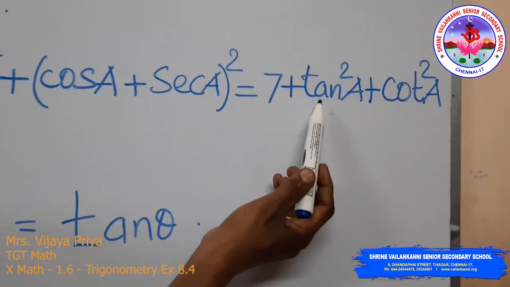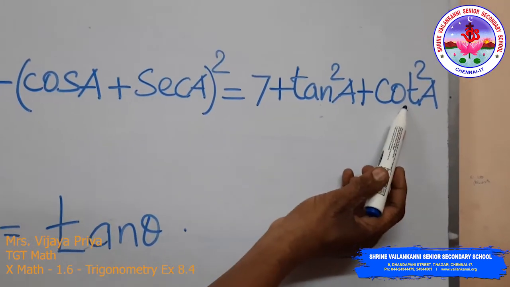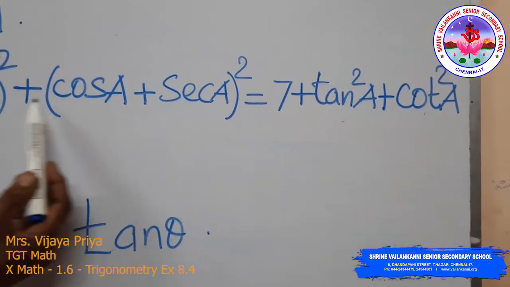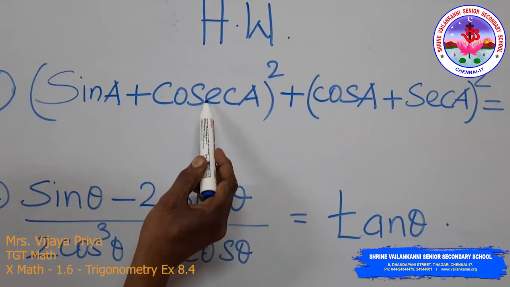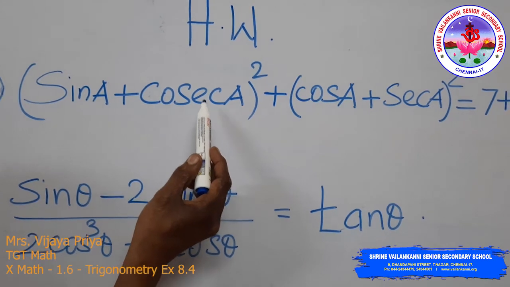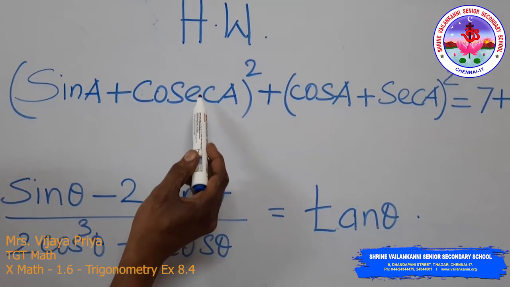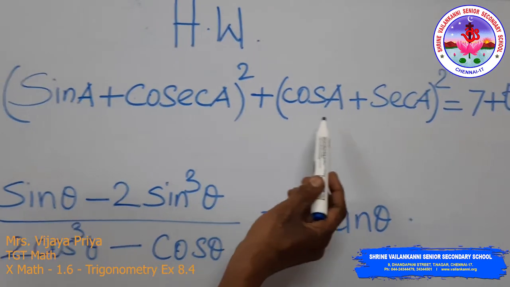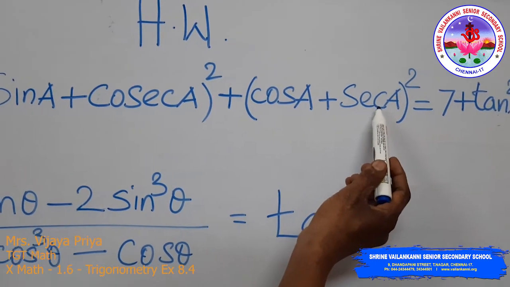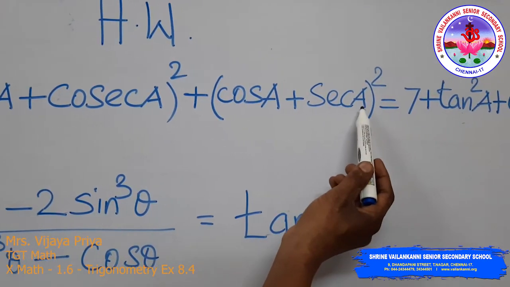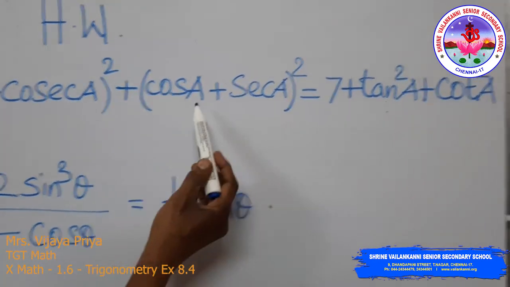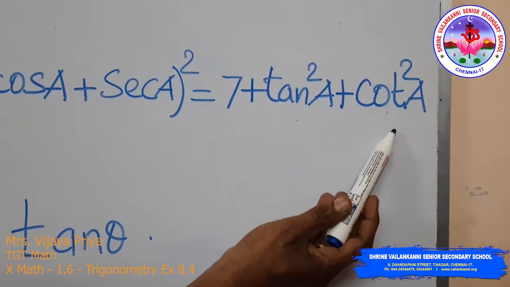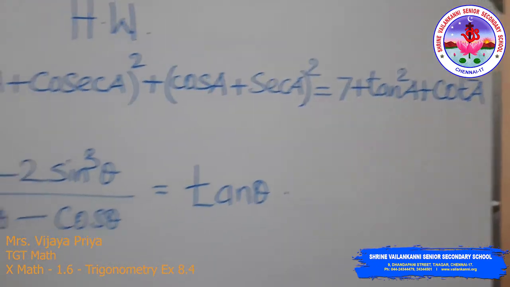But your right hand side is tan squared and cot squared. So we are going to use the identity cosecant squared A minus cot squared A, which is equal to 1. So cosecant squared A is equal to 1 plus cot squared A, and similarly secant squared A becomes 1 plus tan squared A. So we are going to use this, and expanding you will be getting the right hand side answer.